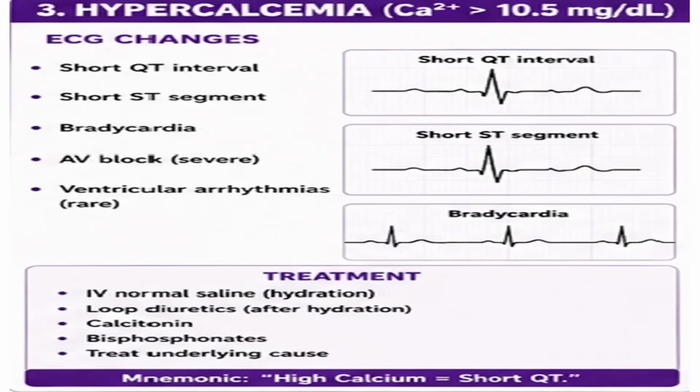Treatment starts with aggressive intravenous hydration using normal saline. Once hydration is achieved, loop diuretics may be used. Calcitonin provides rapid reduction in calcium levels, while bisphosphonates provide a long-lasting effect. Ultimately, treating the underlying cause is essential.